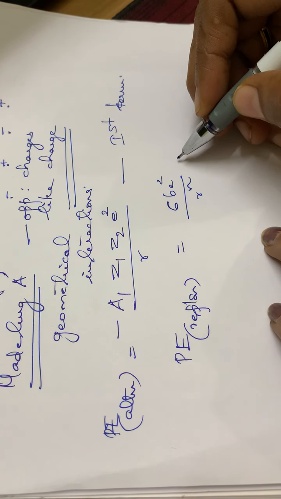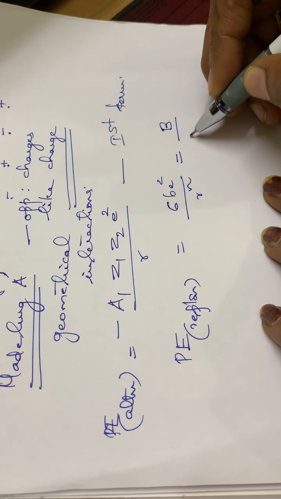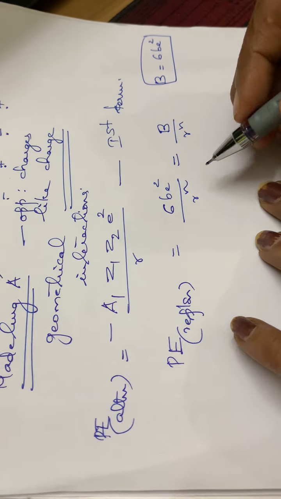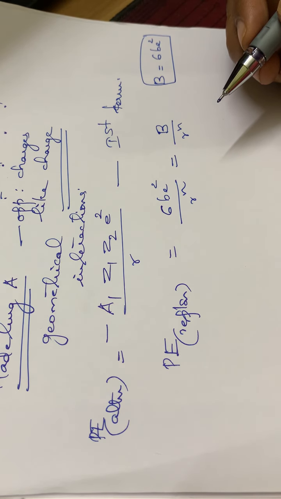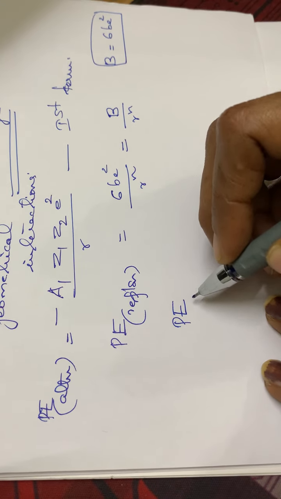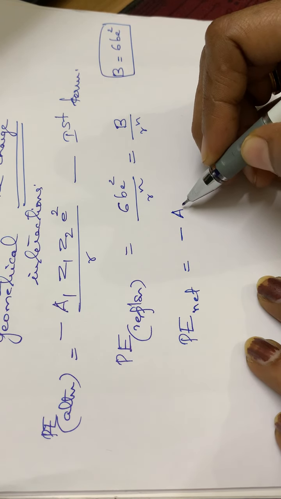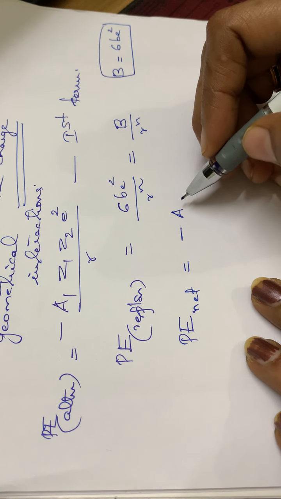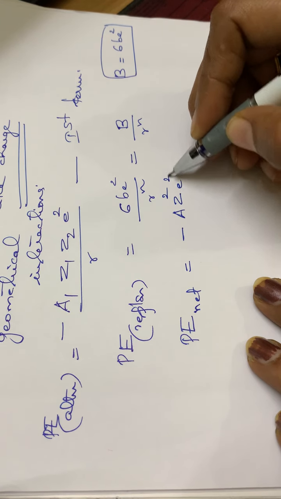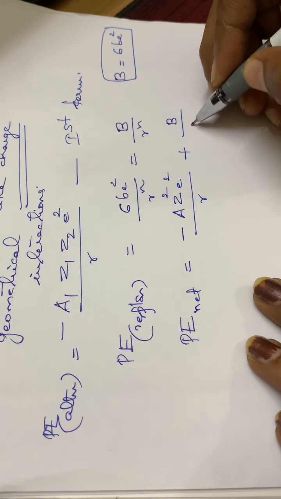Okay, and also 6Be square we can write as another term, capital B divided by r raised to n, where capital B is equal to 6Be square. So B divided by r raised to n is the potential energy due to repulsion. So the net potential energy according to this Madelung geometrical interaction will be equal to minus A into, instead of Z1 and Z2 we can write it as, Z square into E square divided by R, plus B divided by r raised to n.